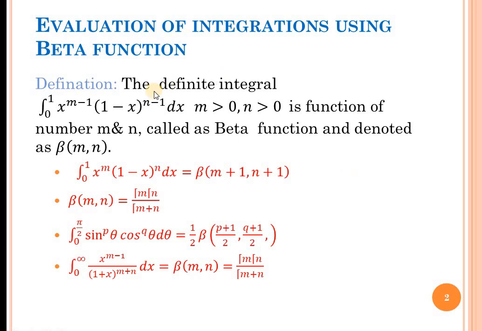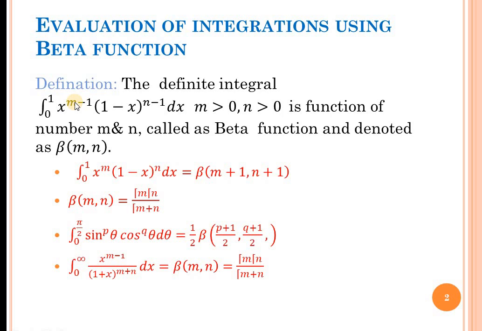First, the definition of beta function is integration from 0 to 1 x raised to m minus 1 into 1 minus x raised to n minus 1 dx, where these m and n are positive real numbers, and this is a function of two numbers m and n. It is called beta mn, denoted as beta of m comma n.